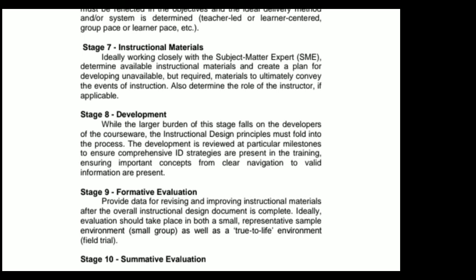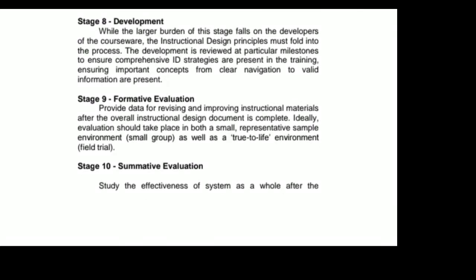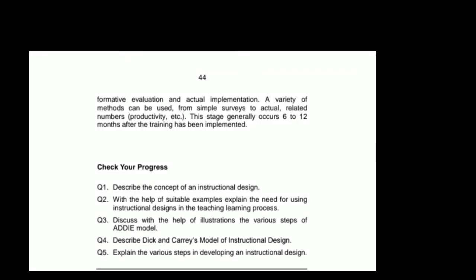Stage 9: formative evaluation. Provide data for revising and improving instructional material after the overall instructional design document is completed. Ideally, evaluation should take place in both small and representative sample environments. Stage 10: summative evaluation. Study the effectiveness of the system as a whole after the formative evaluation and actual implementation. A variety of methods can be used, from simple surveys to actual return on investment numbers. This stage generally occurs 6 to 12 months after training has been implemented.